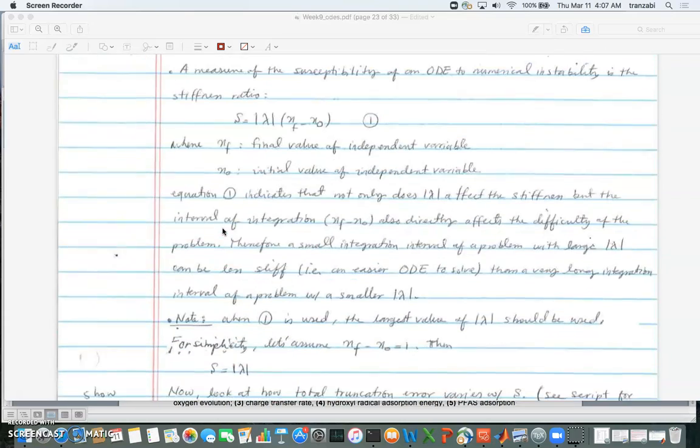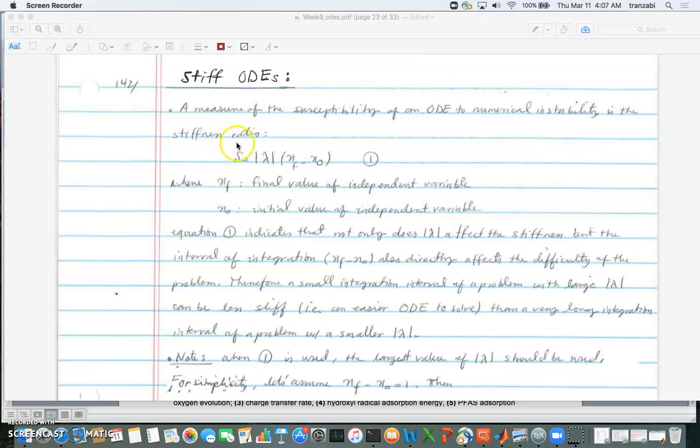So going back to the problem, we're going to define the stiffness as the absolute value of lambda times the domain length. This is the final point along the domain, xf, and this is the initial point. The difference between these two will be the domain length, times lambda. So overall, stiffness will be high if lambda or domain length is large, and stiffness will be small if both of them are small.